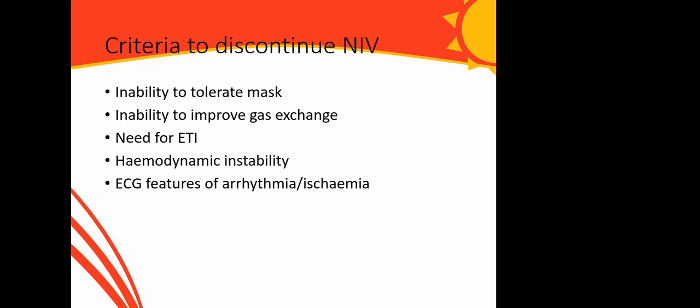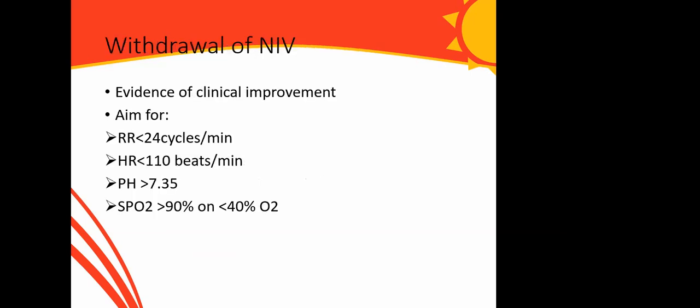Discuss with your specialist, consultant. This patient is not tolerating the mask. It's pulling it off. Maybe it's claustrophobic or whatever it is. It's not comfortable, and the gas exchange is not improving, and maybe the patient's GCS has dropped. The patient becomes more hemodynamically unstable, and you have ECG features of some arrhythmic or ischemic changes. That is the point where you discontinue your non-invasive ventilatory mode and do something else.